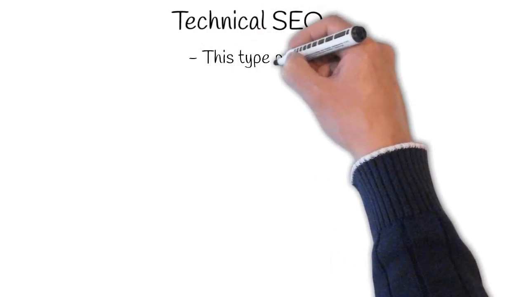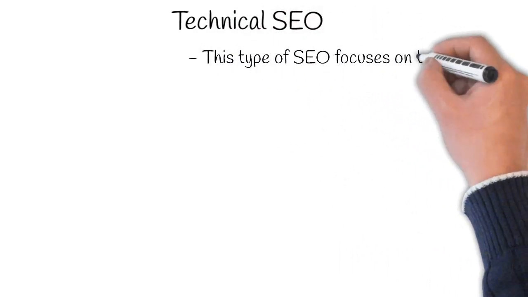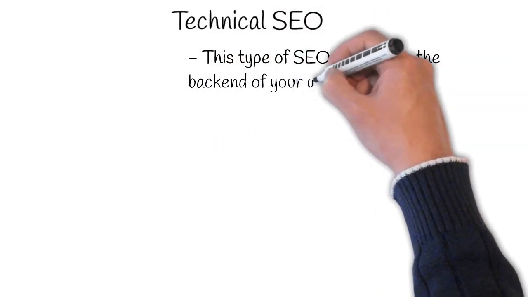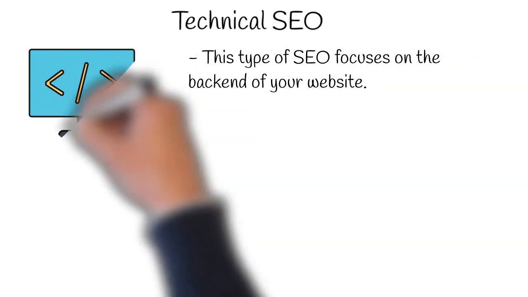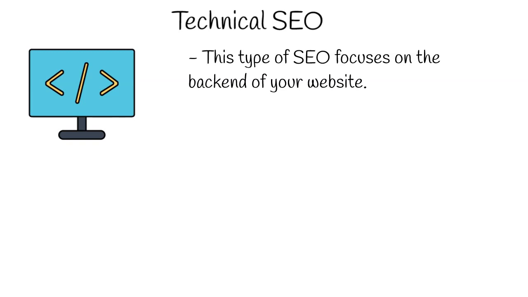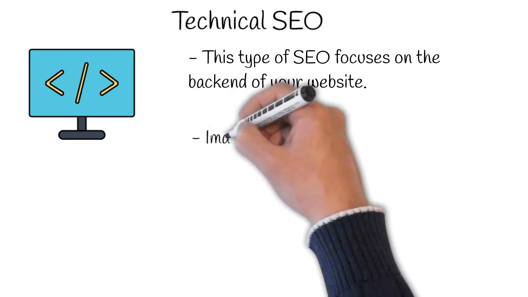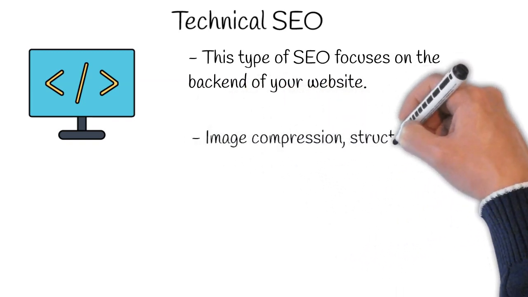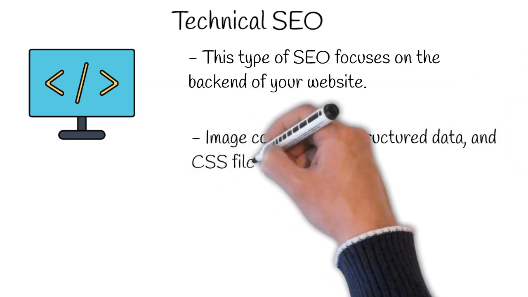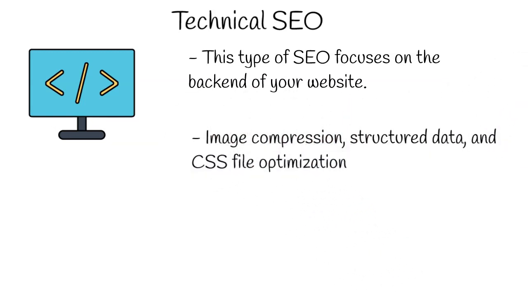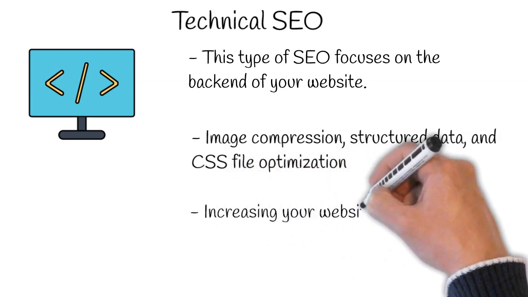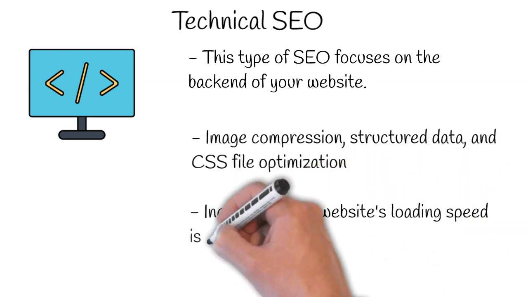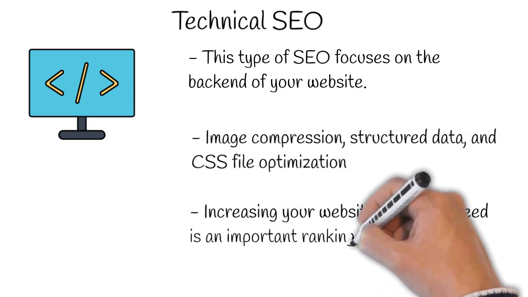Technical SEO. This type of SEO focuses on the back end of your website. The factors which impact technical SEO are image compression, structured data, and CSS file optimization. And also, increasing your website's loading speed is an important ranking factor in Google.